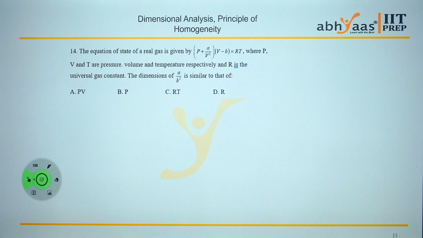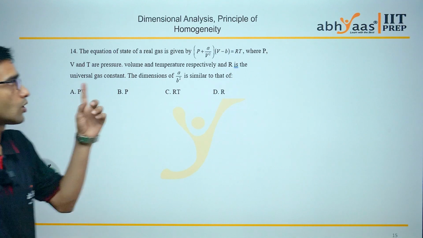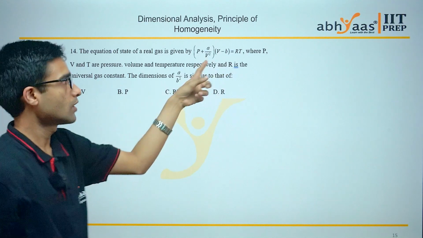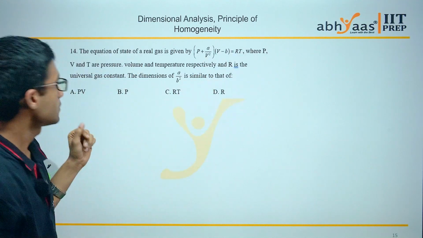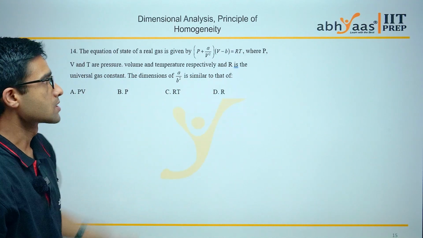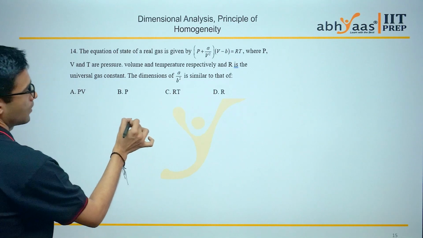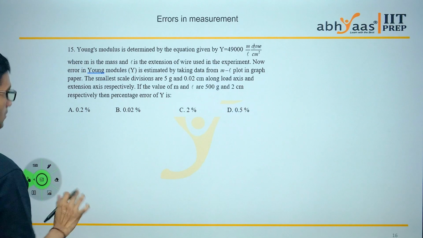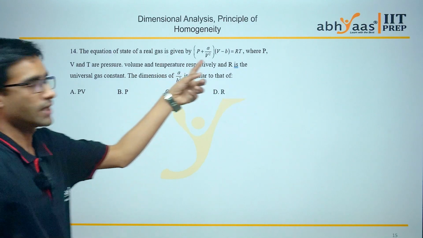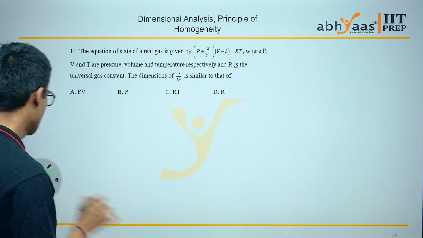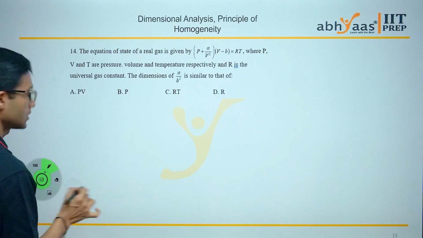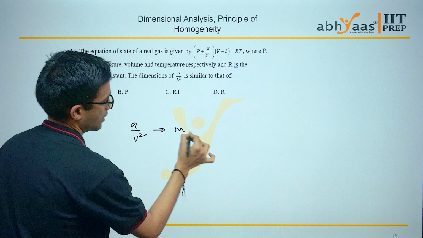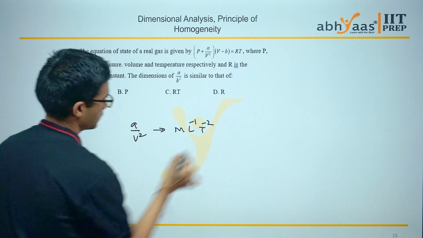Now coming to the next one. Again we have this kind of question. This is the Van der Waals equation, P plus A by V square into V minus B equal to RT. What do we want to find? A by B square. So previously, if you observe here, pressure plus pressure only we can add. That means A by V square is also pressure units, that is M L power minus 1 T power minus 2.